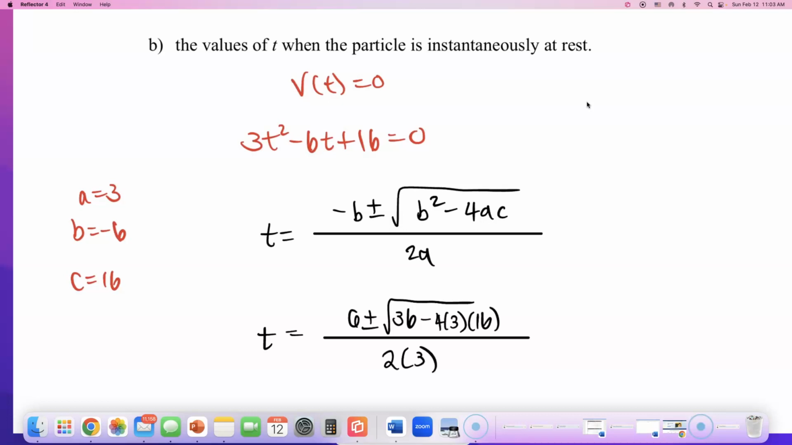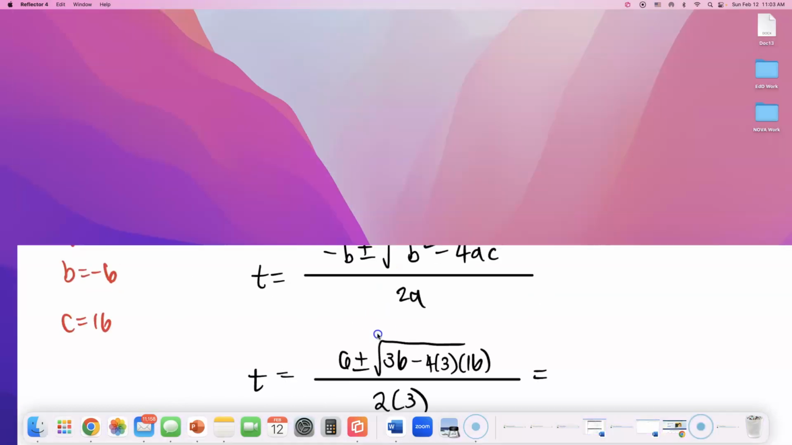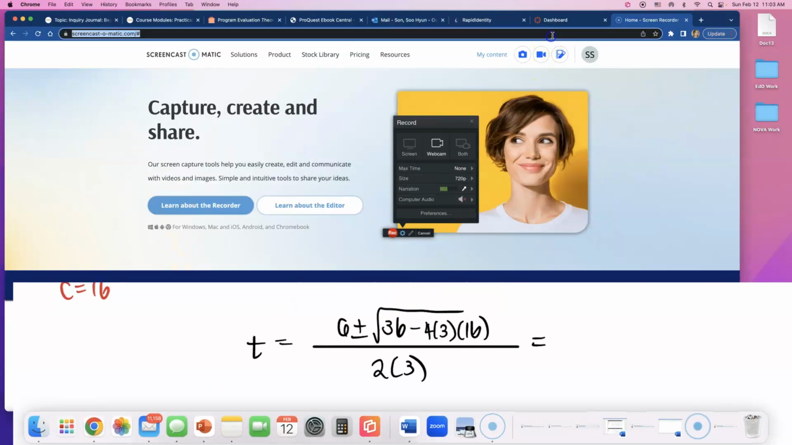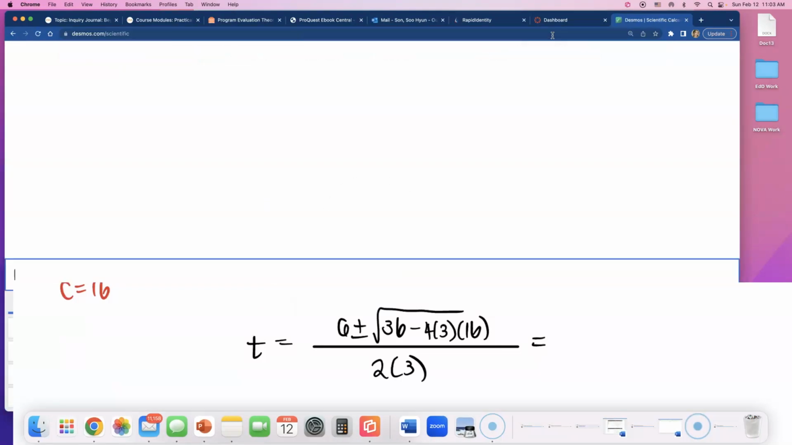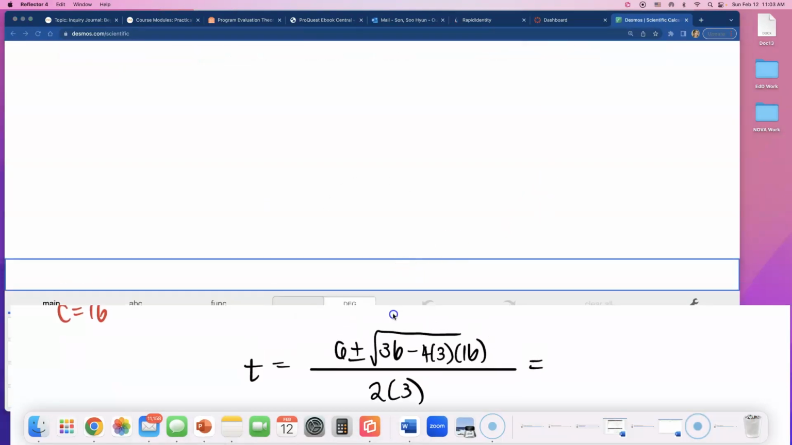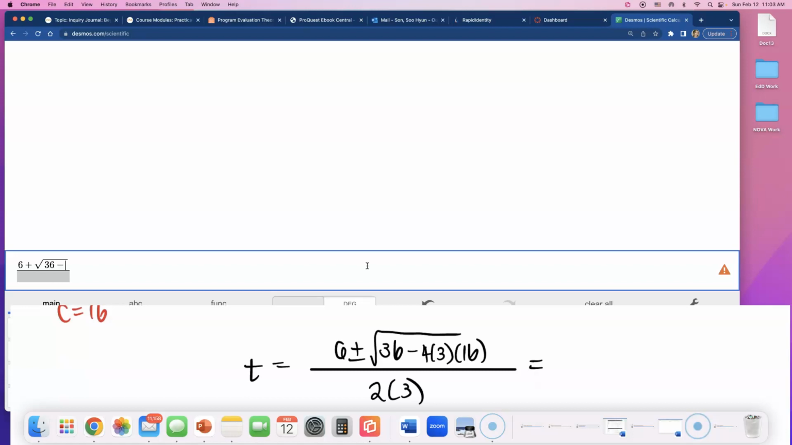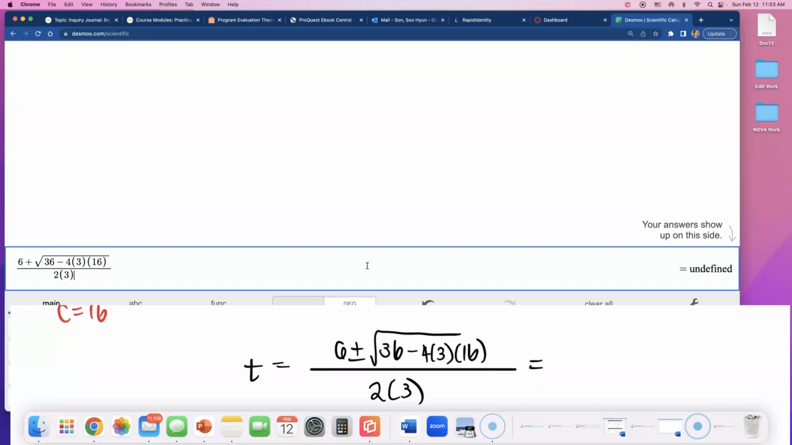All right, we're going to get two answers, right? One positive and one negative, you use this symbol, or maybe both of them are positive or negative, but let me get a scientific calculator out. Okay, so first I'm typing in the plus version. I will do a fraction bar, 6 plus the square root of 36 minus 4 times 3 times 16, all over 2 times 3. There's an undefined. What must be going on?